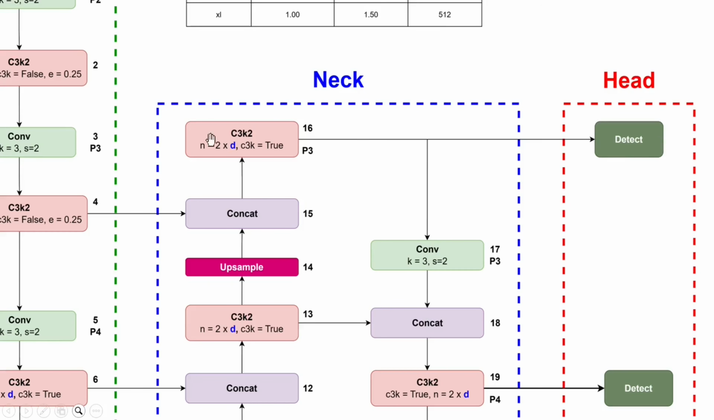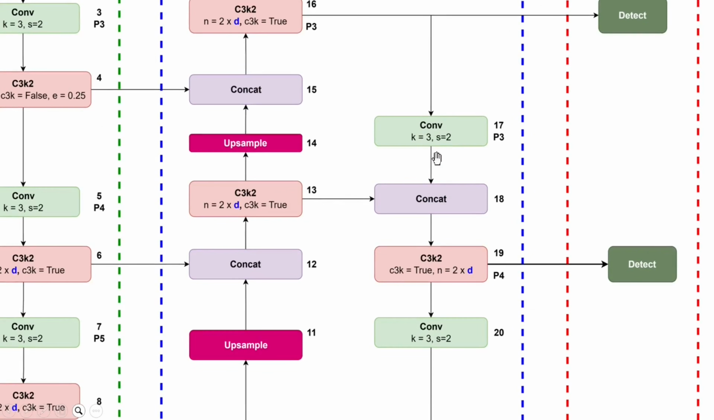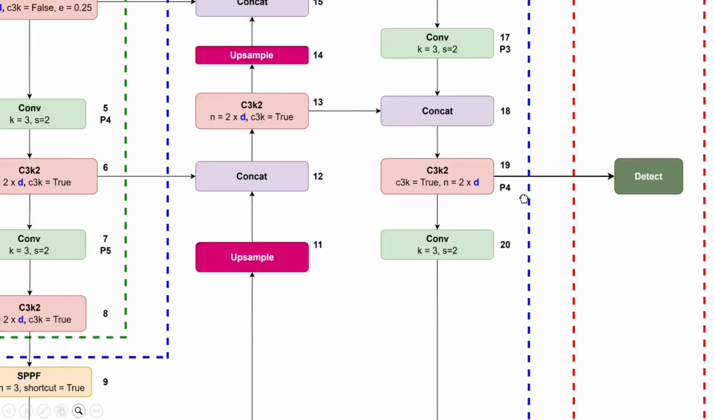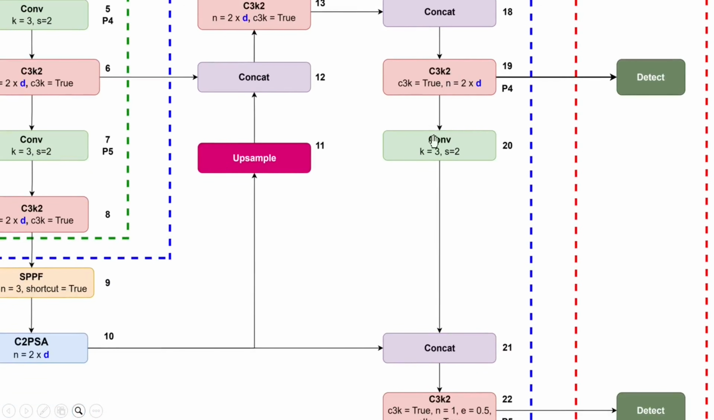The output of this block is also forwarded as an input to a convolutional block with a kernel size of 3 and a stride of 2. The resulting feature map from this convolutional block is then concatenated with the feature map from the corresponding C3K2 block. After that, the combined feature map is processed by another C3K2 block. The output of this block is used as an input to the detect block and is specialized for detecting medium-sized objects. The output of this block is also forwarded as an input to a convolutional block.